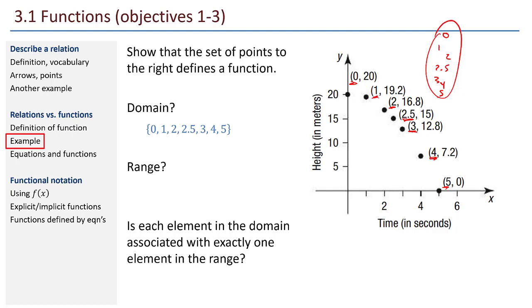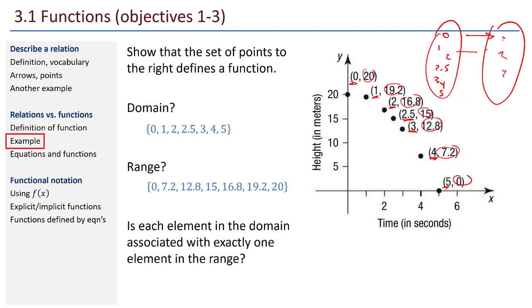And how about the range? The range is going to be all the numbers that appear on the right, sort of the y values of the points. And the range is, well, there it is, all those values. I'm not going to write those out, all those other values there. And one thing you might notice, even just looking at the points on the diagram, is that, yes, it's true, each element in the domain is associated with exactly one element in the range.